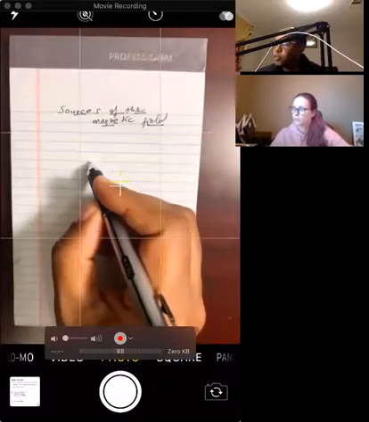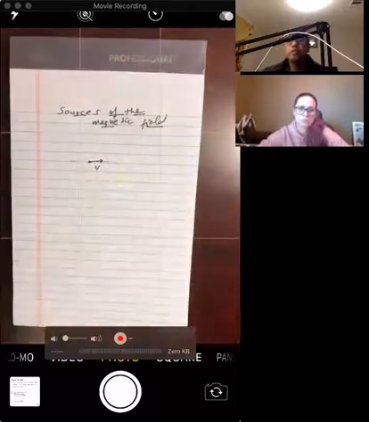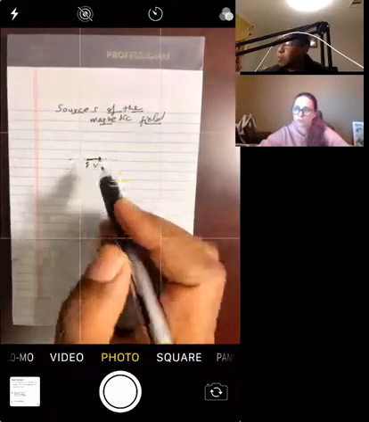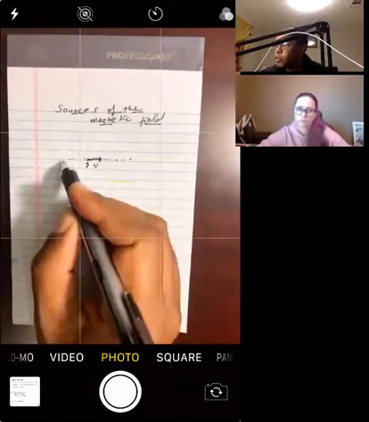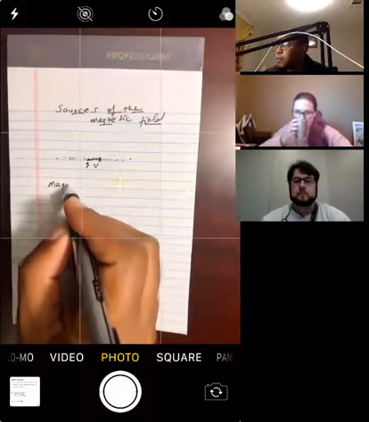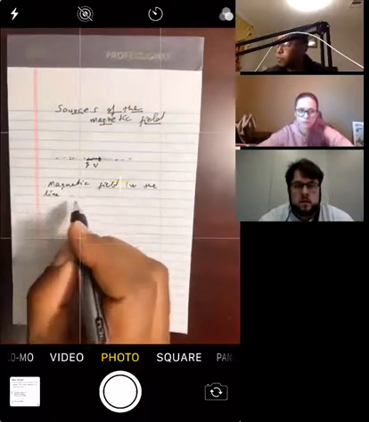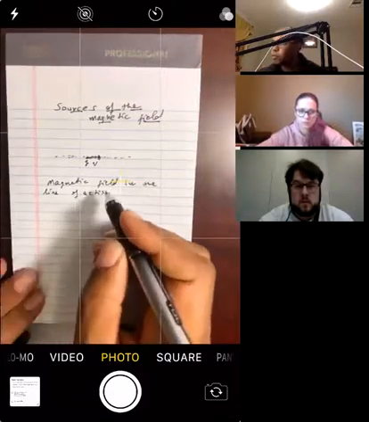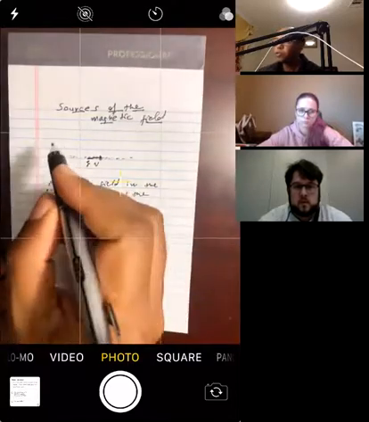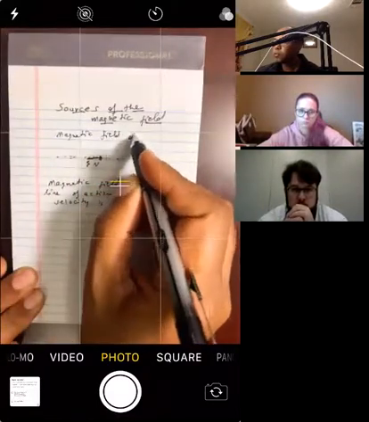So first, let me state that if you've got a charge q moving, let's say with a velocity v in this direction, the magnetic field in the line of action of the direction of the velocity is 0. Magnetic field due to moving charges.